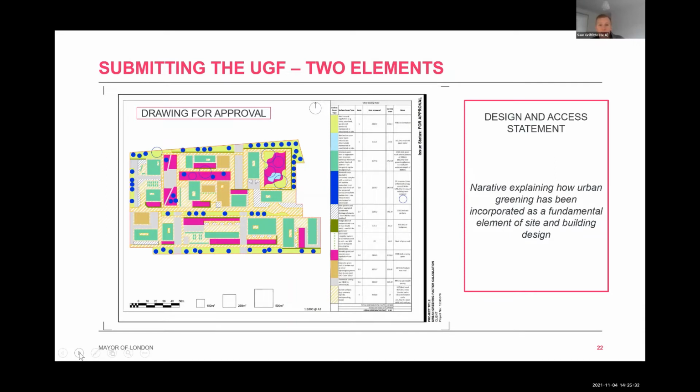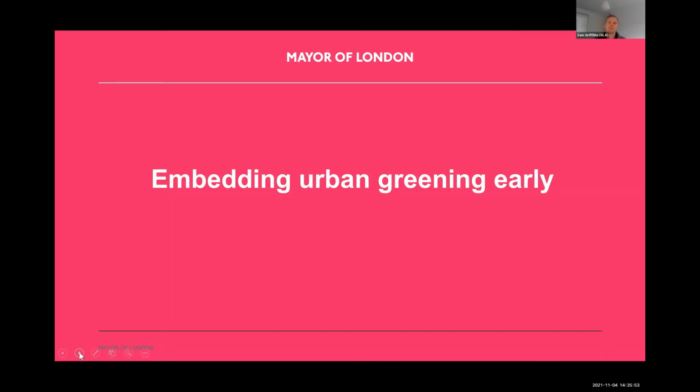We have received some feedback that sometimes, depending on the complexity of the scheme and the levels involved, the UGF calculations can't fit on one page. That's not a problem. The point is that there should be a standalone drawing or set of drawings for approval, setting out how the UGF has been calculated. Next slide, please. Okay, so speaking about this wider point of the policy, embedding urban greening early, that's what we're going to look at now, and a few observations about how that can be done, and particularly how that can be demonstrated in that wider narrative in, for example, the design and access statement.